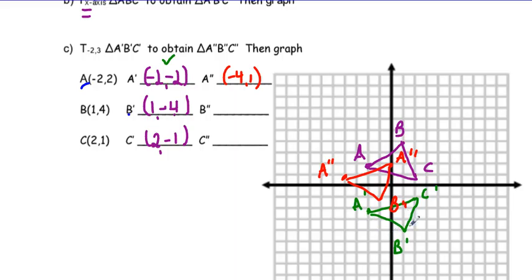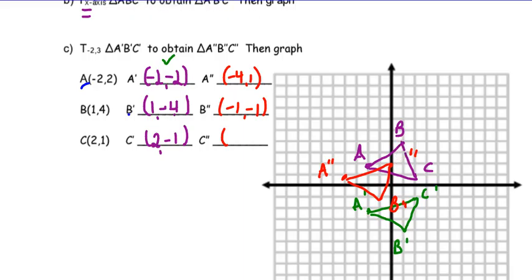And for B prime, we have negative 1, negative 1. And for C prime, we have 2, 0. Did I mark these right? I think I lost track of who was who. This was A double prime, B double prime. Oh, this one was C double prime, wasn't it? Oh, you know what? This one was C double prime. Silly me. I'm going to have to fix that. Hang on.